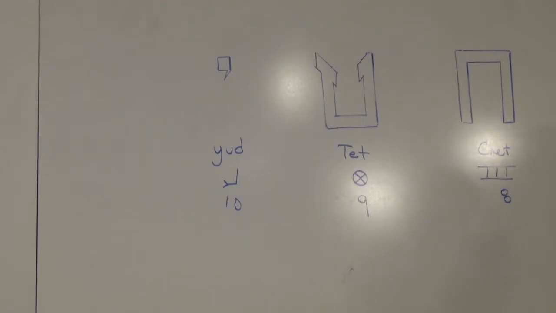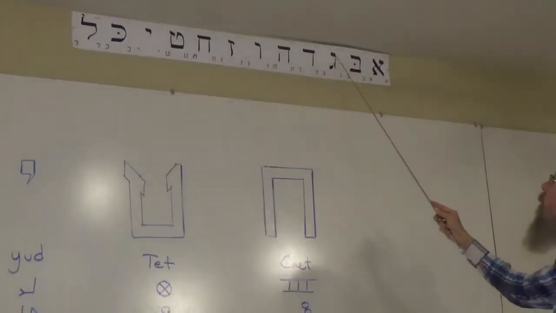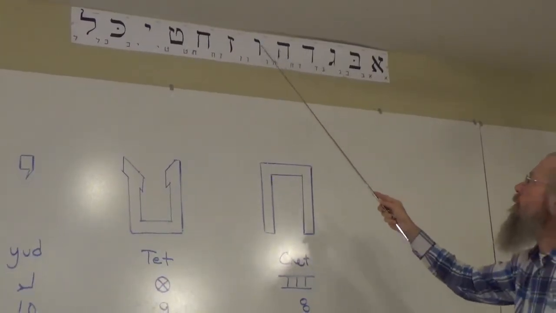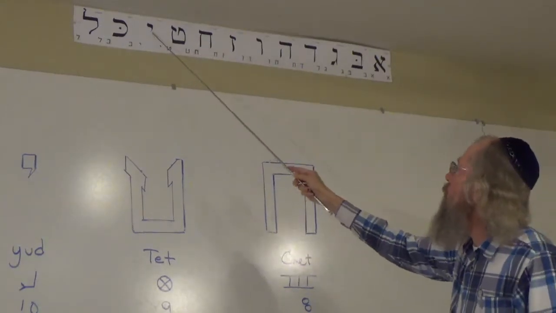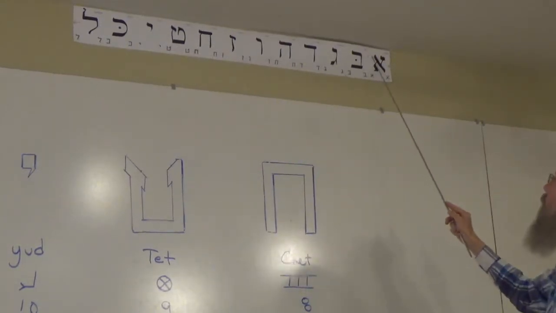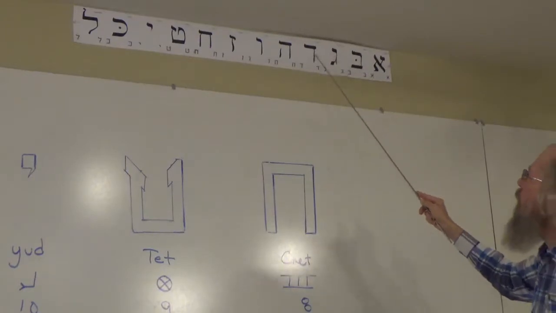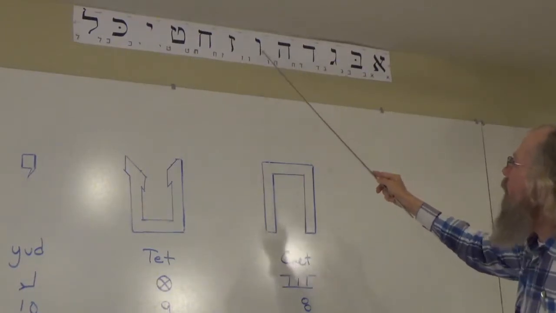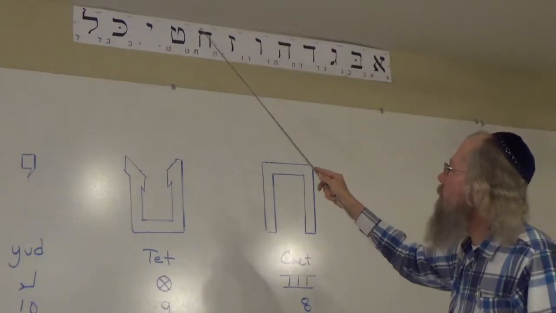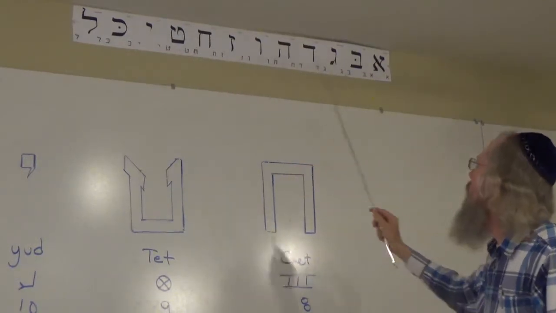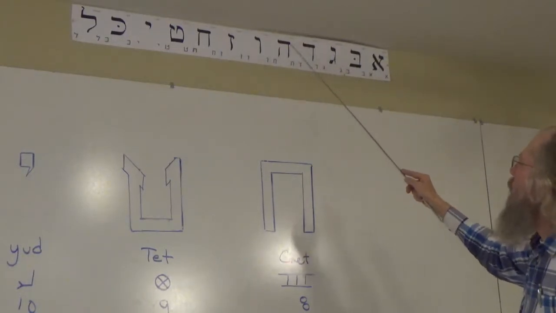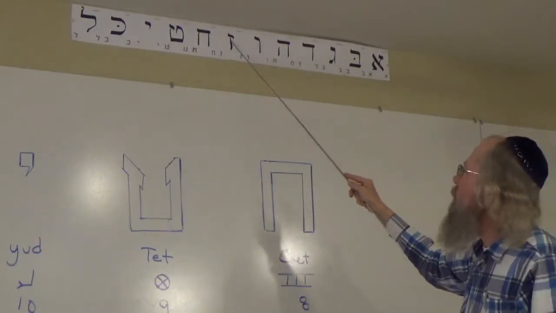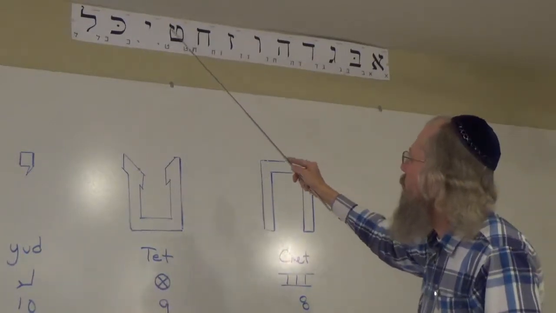Let's go through the AlephBet a couple of times here. Aleph, Bet, Gimel, Dalet, Hey, Vav, Zayin, Chet, Tet, Yud. Aleph, Bet, Gimel, Dalet, Hey, Vav, Zayin, Chet, Tet, Yud.